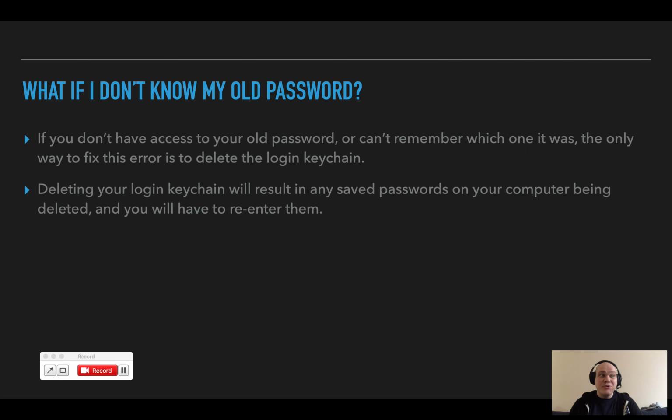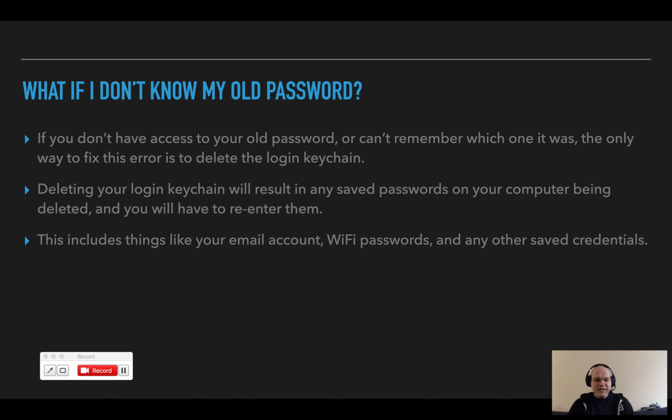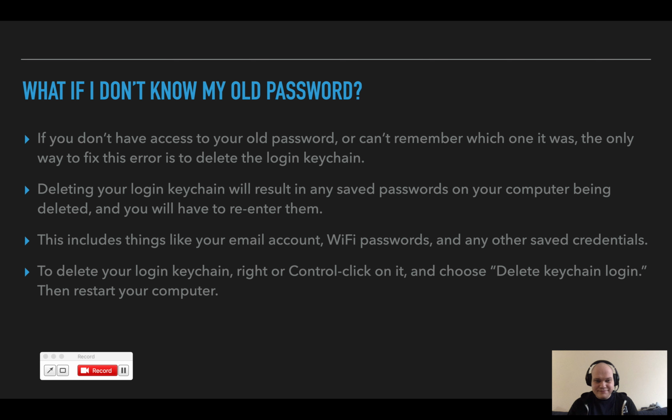So that means when you open up Outlook, it's going to say, what's your email password? When you navigate to eBay, for example, it's going to say, hey, you had your eBay password saved, but I don't have it anymore, so you got to put it back in. So this is going to include things like your email account. It's going to include your Wi-Fi passwords too. So to connect to the internet, you're going to have to put that back in. So to delete your login keychain, you do the same thing. You right click, control click, 2-finger click, whatever, and choose delete login keychain, and then restart your computer.